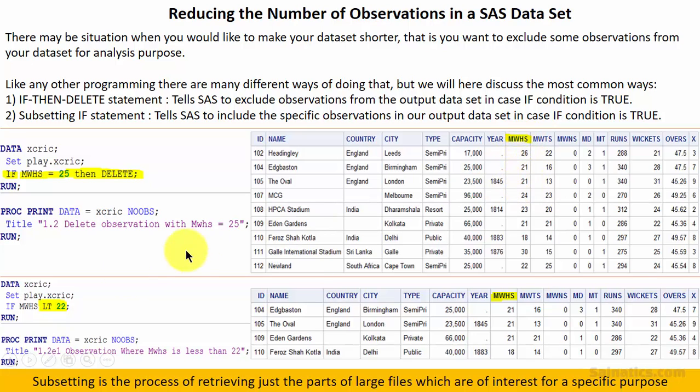25. Now in the second case you can see that I have used the subsetting if statement where I have written if MWHS value is less than 22. It will tell SAS to include the specific observations in our output dataset in case the condition is true. As here you can see that we are getting the observations only where MWHS value is less than 22.